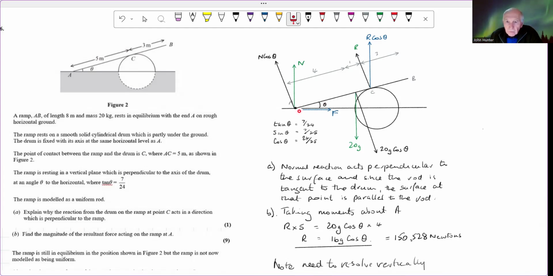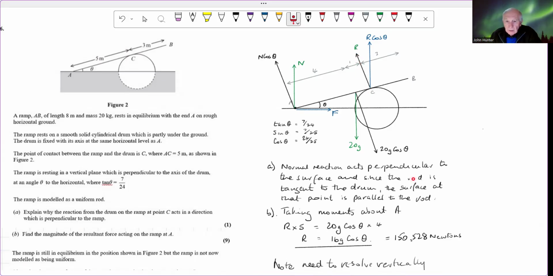So if we're taking moments about there, we've got to be perpendicular to the line about which we're taking the moments. So the clockwise force is this resolved part of the weight, that's 20g cos theta, this angle here being theta. So that's 20g cos theta times this distance here from A to that point, which is 4. And then anticlockwise, we've got the reaction force, which is called R.